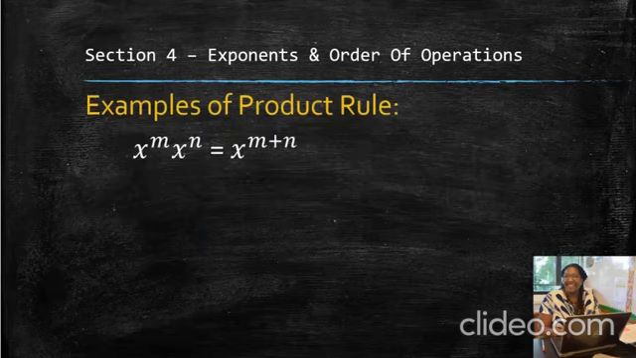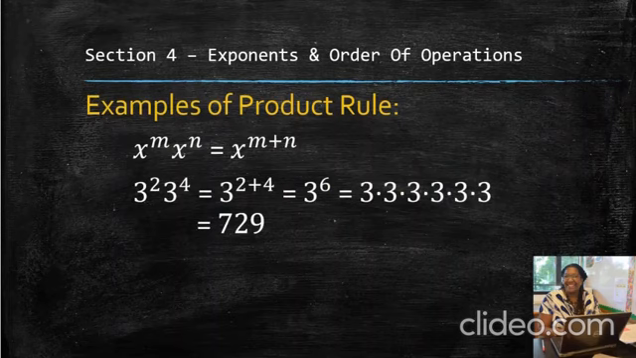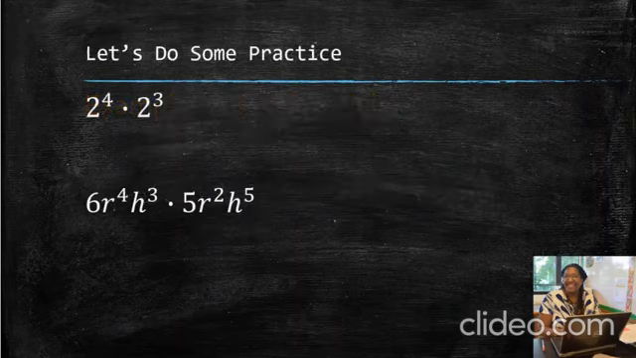Examples of the product rule: x to the m times x to the n equals x to the m plus n, where you add the exponents. 3 squared times 3 to the 4th is 3 to the 2 plus 4, where you add the exponents, gives us 3 to the 6th. Multiply 3 times itself 6 times, and when you do that using a calculator or just multiplying it out, you end up with 729.